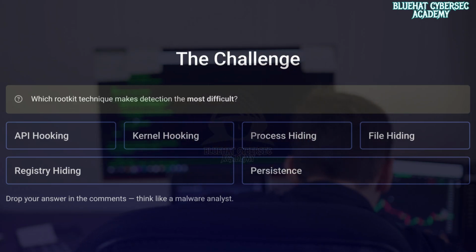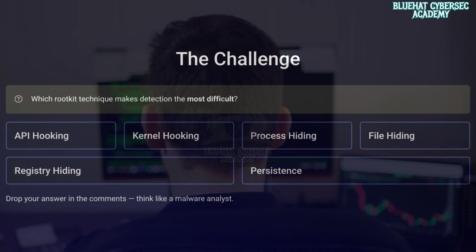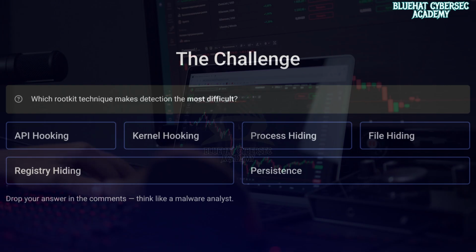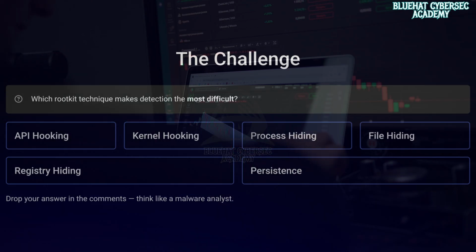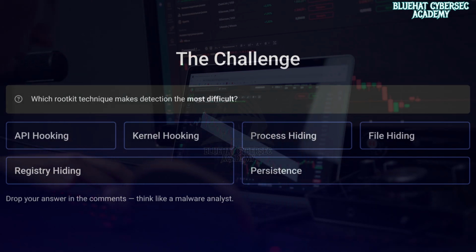Now here's a challenge for you. Out of everything we've discussed, which rootkit technique do you think makes detection the most difficult? Is it API hooking, kernel hooking, process hiding, file hiding, registry hiding, or persistence mechanisms? And more importantly, why? Drop your answer in the comments, and let's see how you think like a malware analyst.